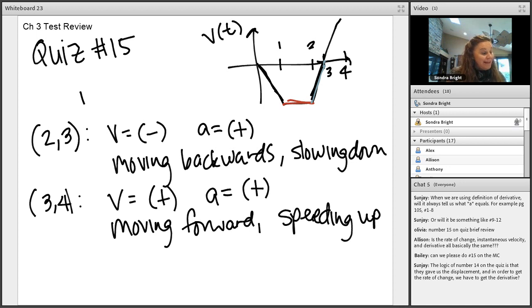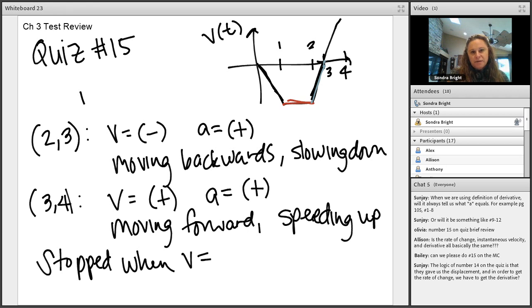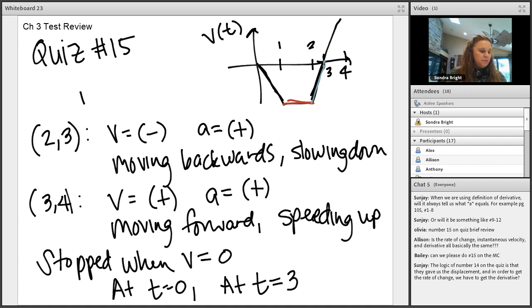On a side note, we did not ask this for 15, but maybe you will need to know. Your particle is stopped when velocity equals 0. And so it's going to be at t equals 0, and then again at t equals 3. Your particle is actually stopped at those points. So, all right, hopefully that helped.